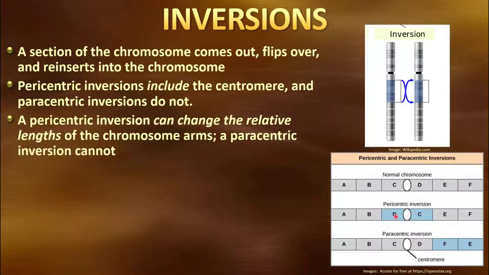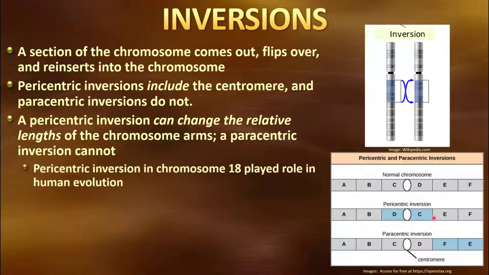You can imagine that this pericentric inversion can change the lengths of these two arms. If this section over here that inverted was a little bit larger and it flipped over, then this arm would get bigger and this arm over here would get shorter. So if it involves the centromere, we can change the length of those arms. A paracentric is not going to change the length of the arm because this is on the same arm. It's going to flip over and go back into that arm, not going to change the length of the arm at all.